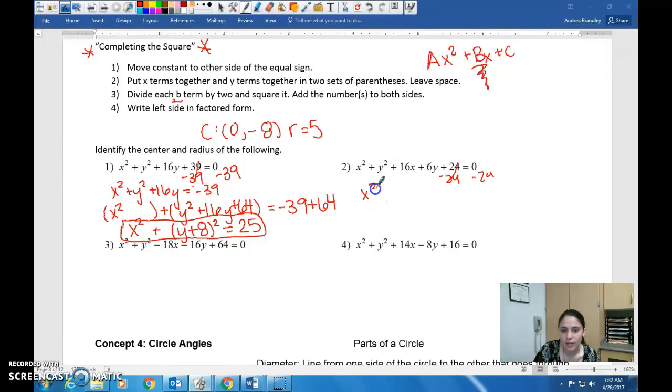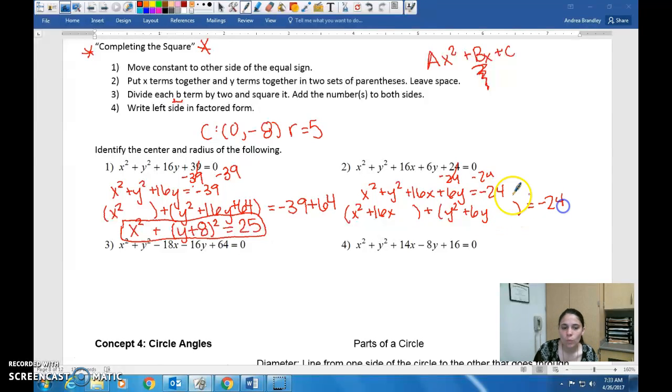So I have x squared plus y squared plus 16x plus 6y equals a negative 24. And then it asks, put x terms together and y terms together in 2 sets of parentheses and leave space. So my x squared plus 16x go together, and then my y squared and 6y go together, and that's equal to negative 24.